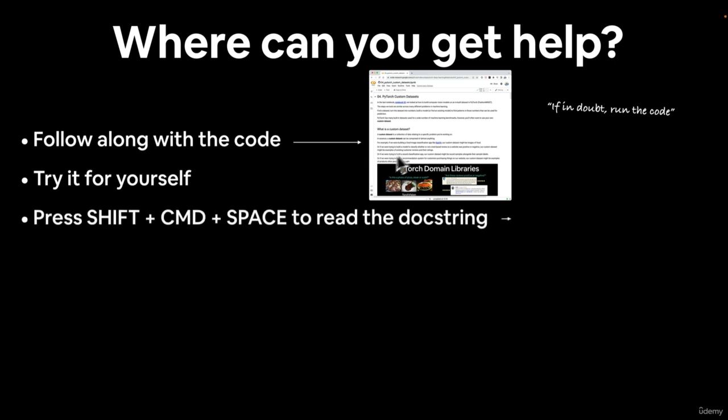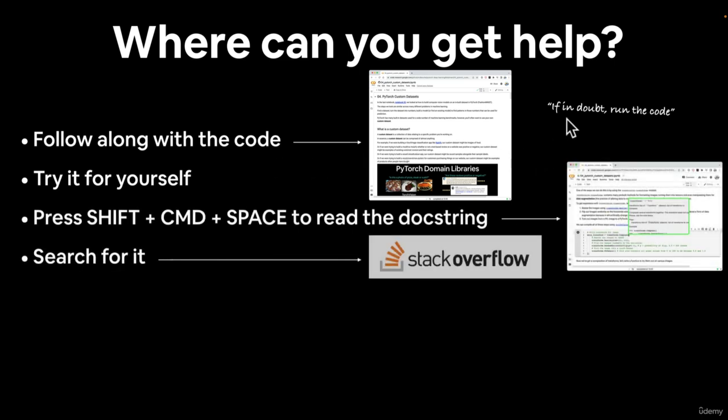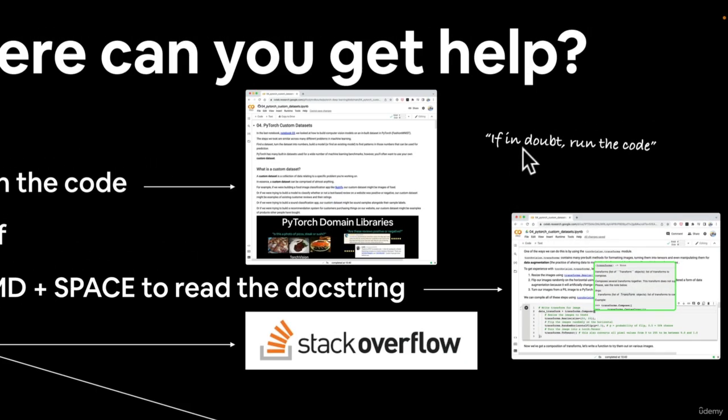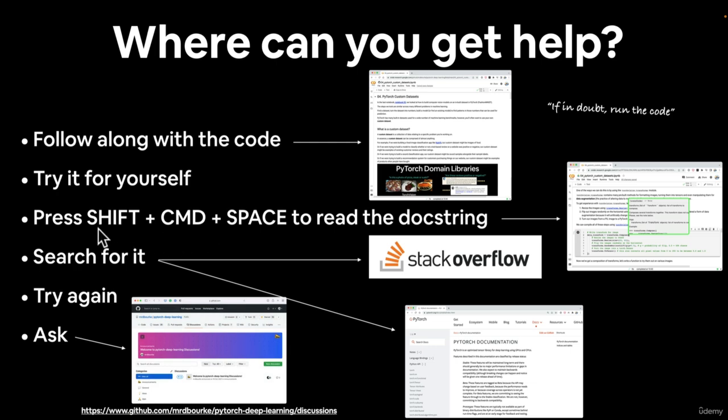Follow along with the code as best you can. We're going to be writing a bunch of PyTorch code. Remember the motto: if in doubt, run the code. That's in line with try it for yourself. If you'd like to read the docstring, you can press Shift Command plus space in Google Colab. Or if you're on Windows, Command might be Control. Then if you're still stuck, you can search for it.